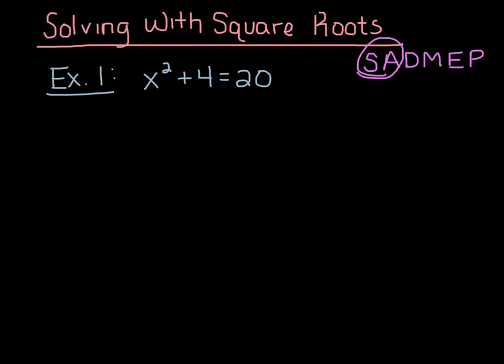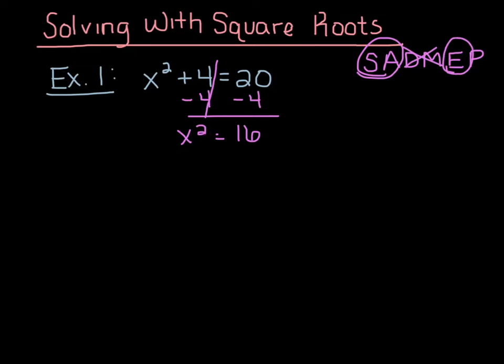How do I get rid of a plus 4? That's what you're asking yourself. Well, I would subtract 4. And I would get x squared equals 16. All right. And then, how do I get rid of a square? Well, and back to SADMAP. I don't have any division or multiplication to worry about. Okay, there's nothing being multiplied here, but now I have an exponent.